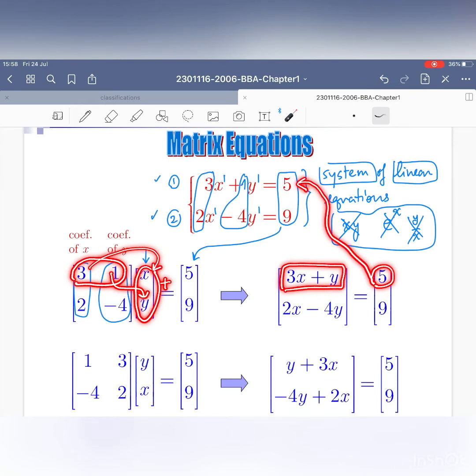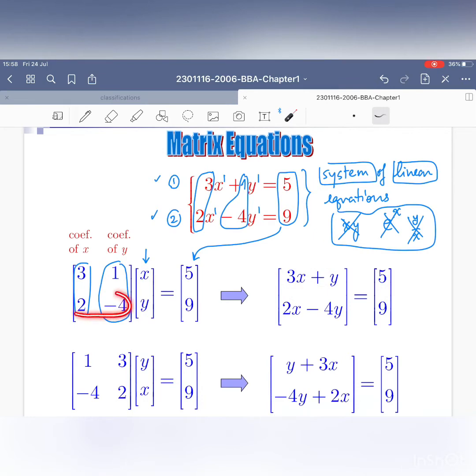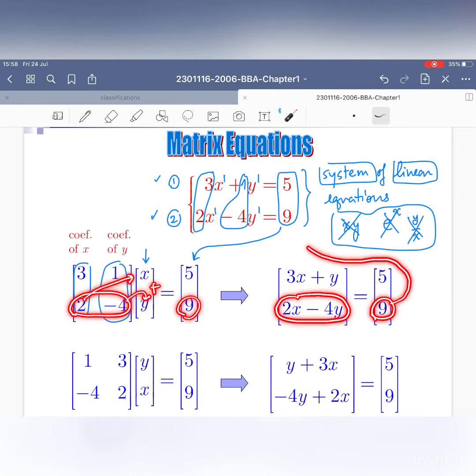On the other hand, if you look at your second row, 2 and negative 4, your 2 is multiplied with x, your negative 4 is multiplied with y, and then you add them up. So you get 2x minus 4y equals what? Equals 9 on your right hand side. And this is the same as your second equation.